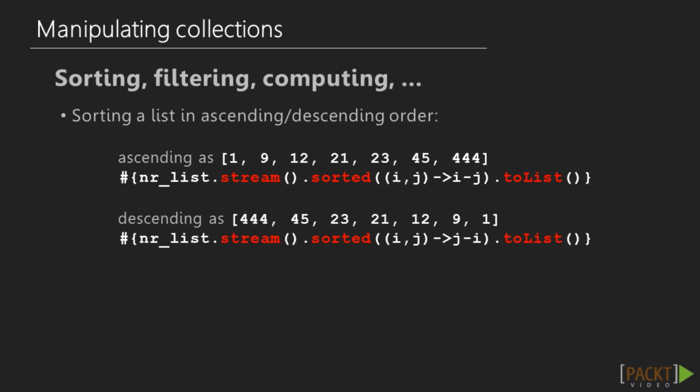Now let's go a step further and sort our list in ascending and descending order. For this, we use the stream, sorted, and toList methods. While the sorted method is like the order by statement of SQL, the toList method returns a list that contains the elements of the source stream, but this time they are sorted.